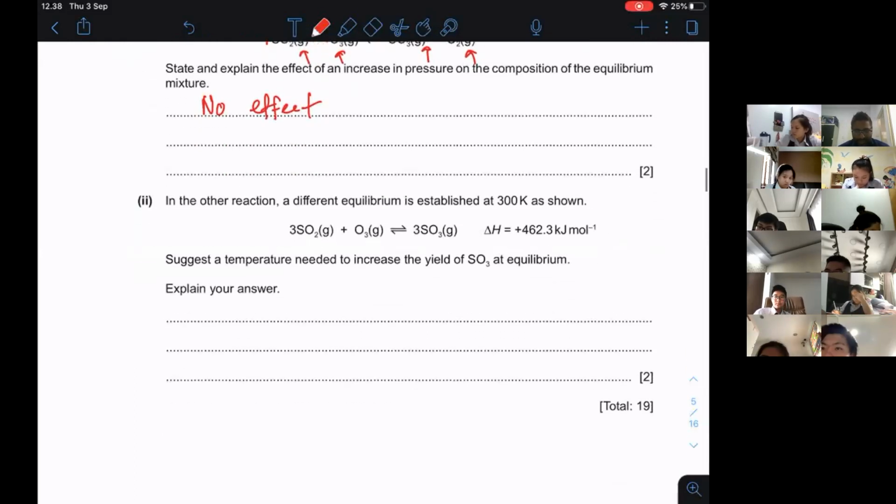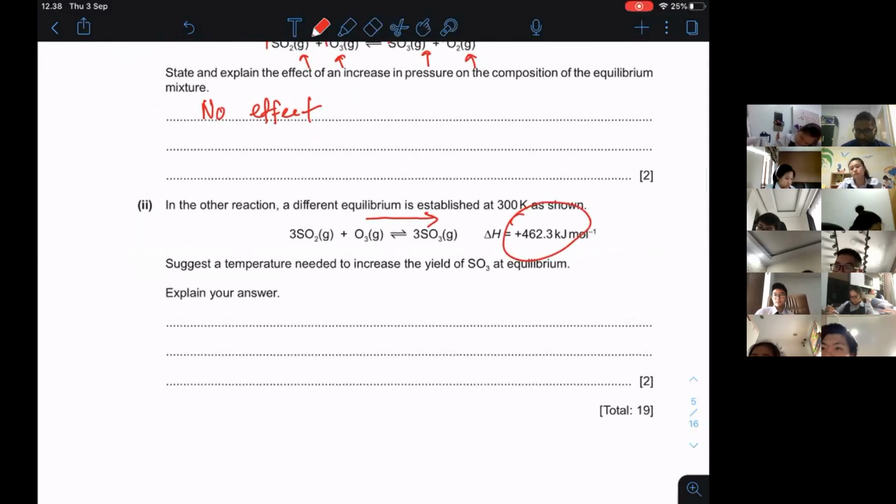No effect. In the other reaction, a different equilibrium is established at 300 Kelvin as shown. Suggest a temperature needed to increase the yield of SO3. It means I want to move to the right hand side. So do I increase or decrease the temperature? I like to write it like this: if it is negative, put hot; if it is positive, put cold; and then on this side, hot.